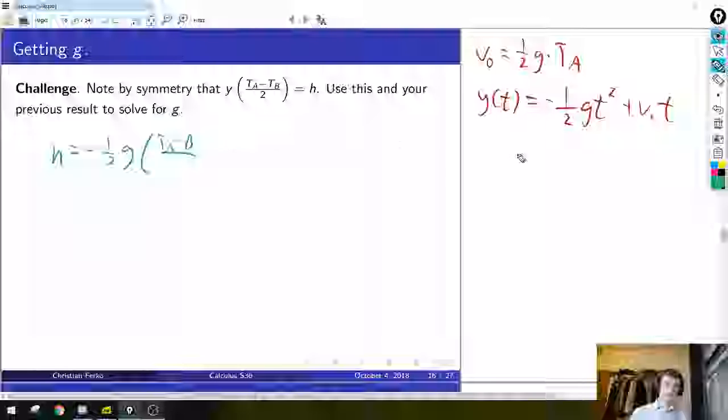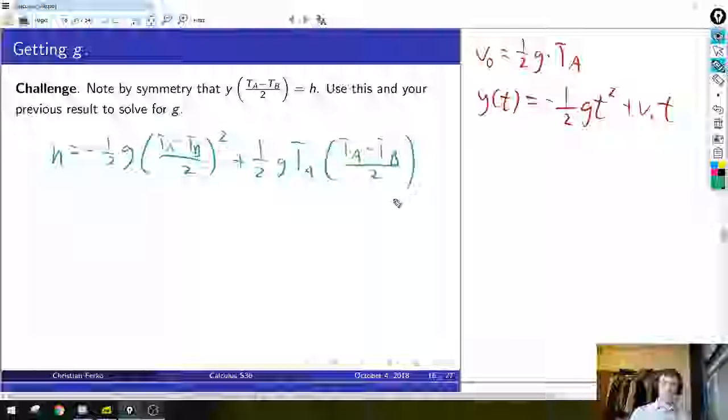Good. Sorry, the pen messed up while you were saying that, but I was still listening. I think it was right. So you said to put this in here and square it, and then replace V0 by a half g TA, and that whole thing is multiplying T, but T is TA minus TB over 2.